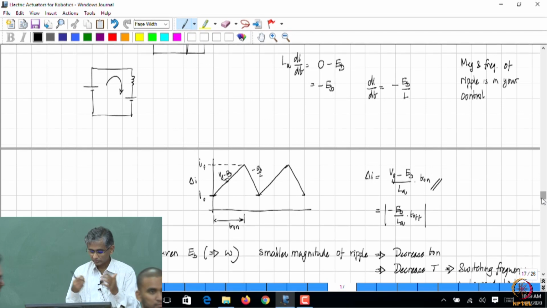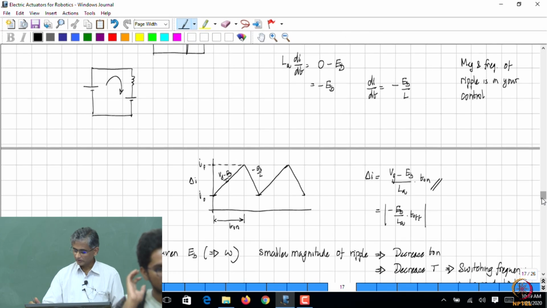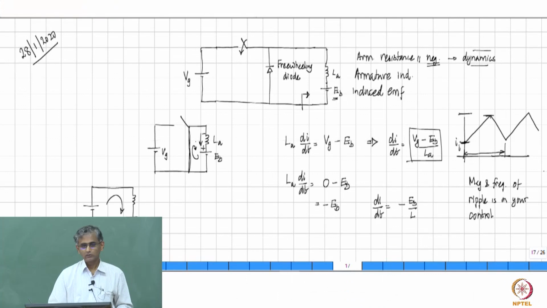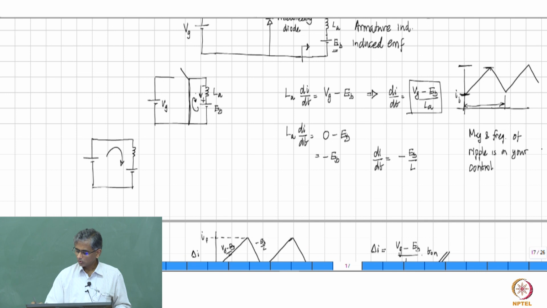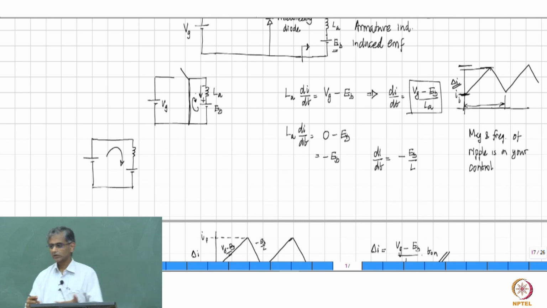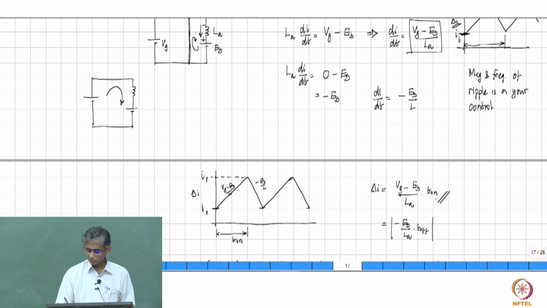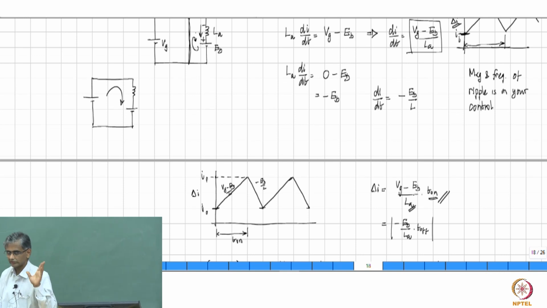So in the last class we looked at the circuit as we had drawn, and we found that one can determine the magnitude of this increase. That is, if you call this delta I, then delta I is the magnitude of the ripple, and one can determine it if you know the duration for which the switch is on, the value of the inductance, and the difference between the supply voltage and the induced EMF, right?